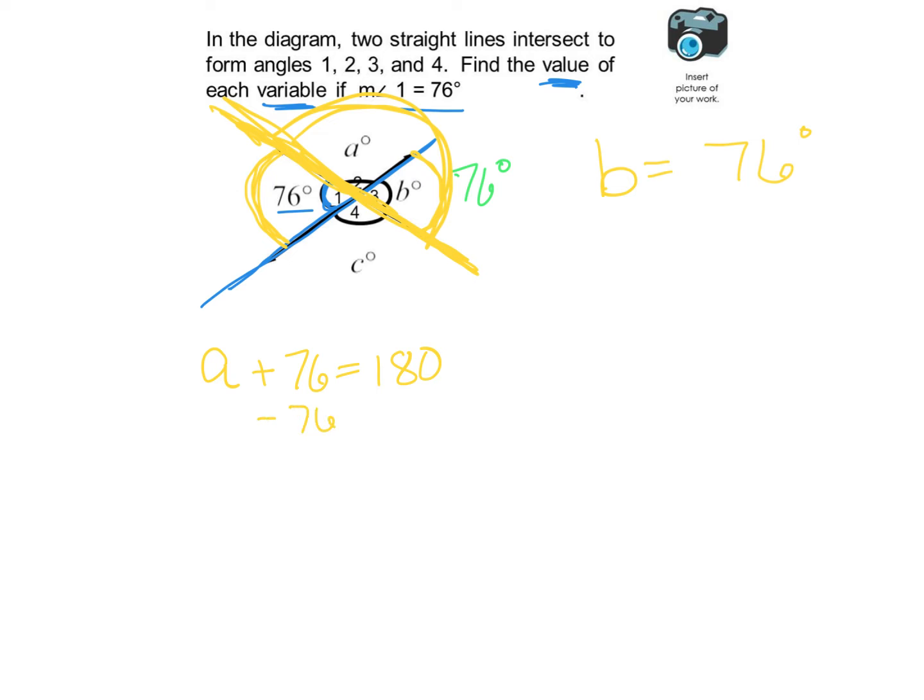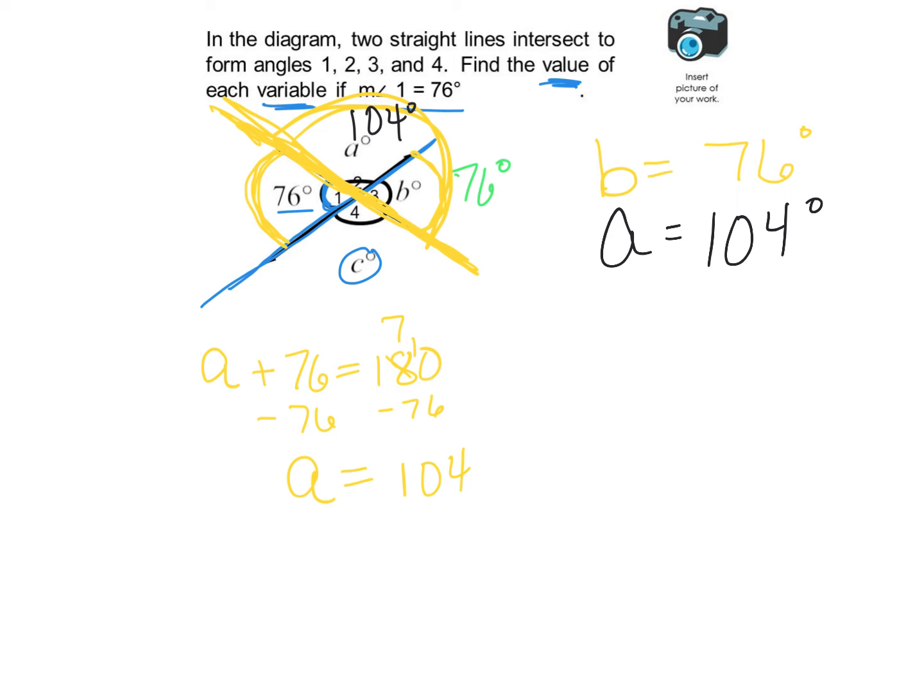So now I'm going to subtract 76 from both sides. And I get A is equal to 104. So now I know A is equal to 104 degrees. So I'm going to mark that 104. All right, so now I'm looking. I need to find C.